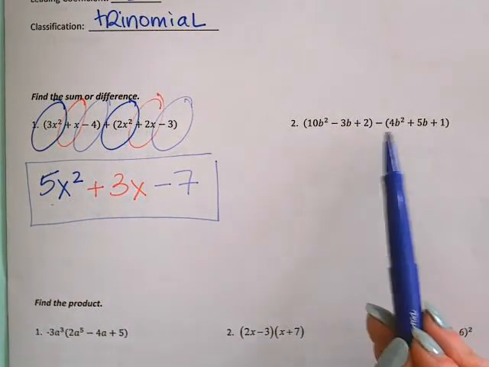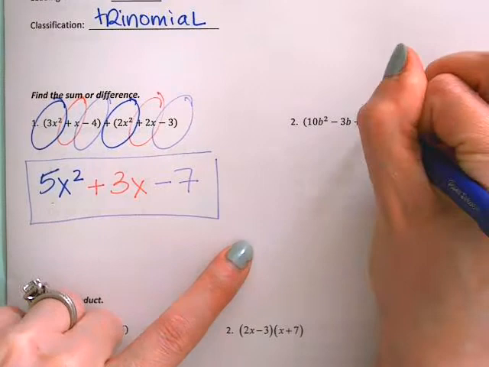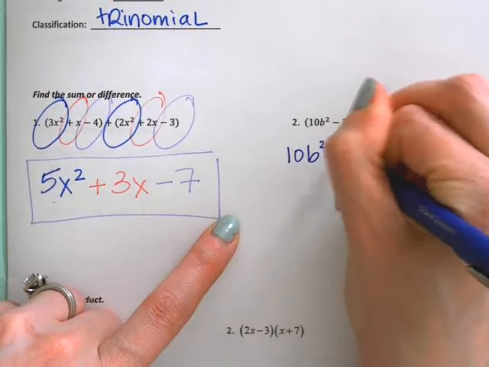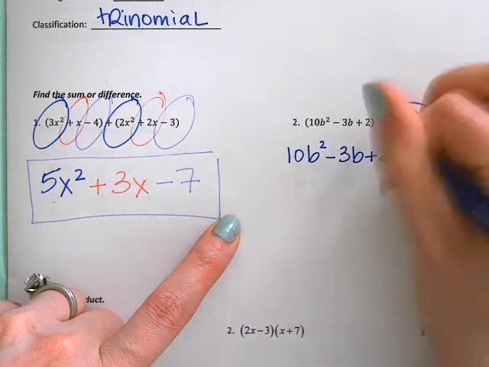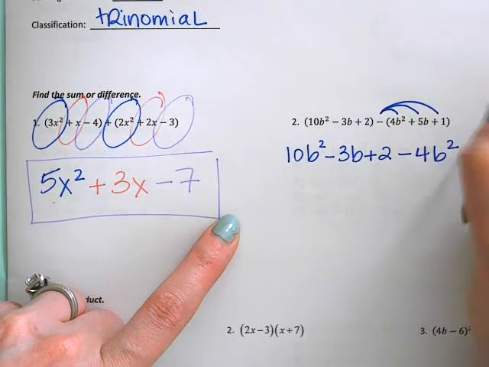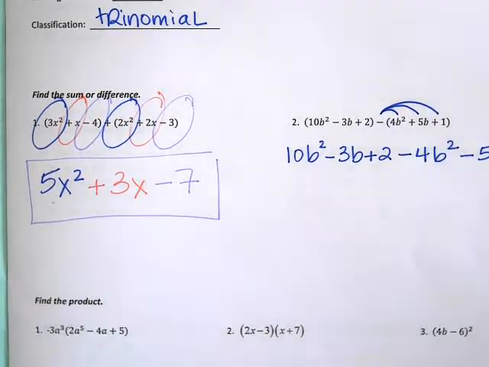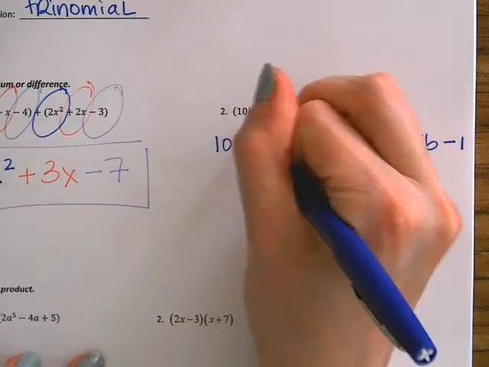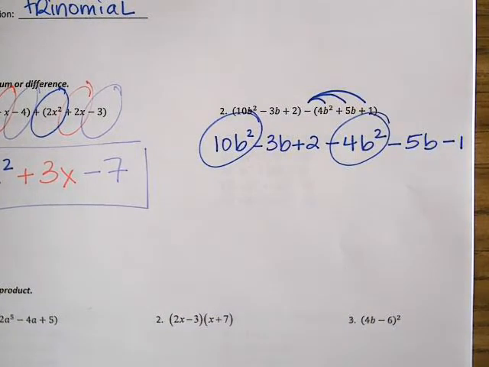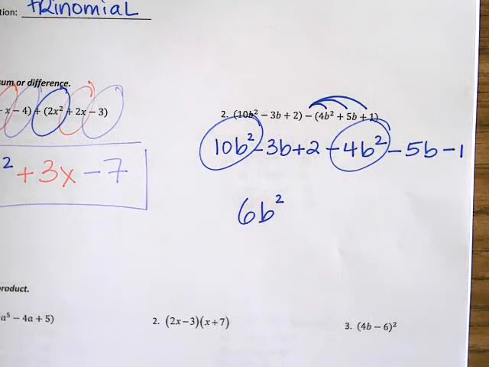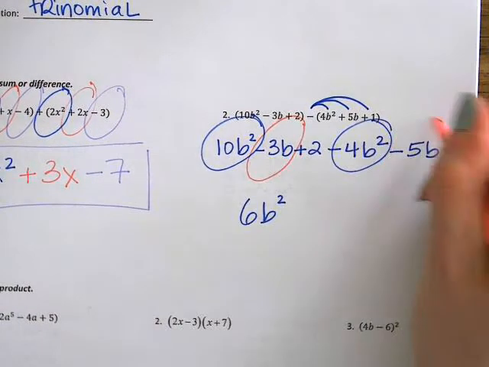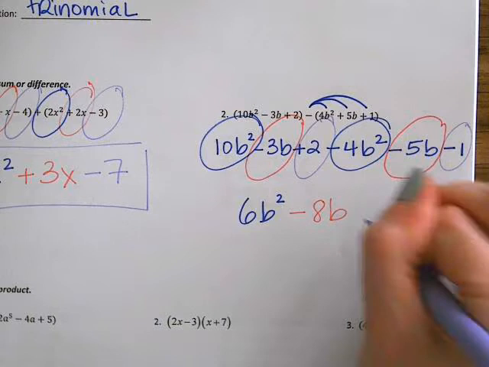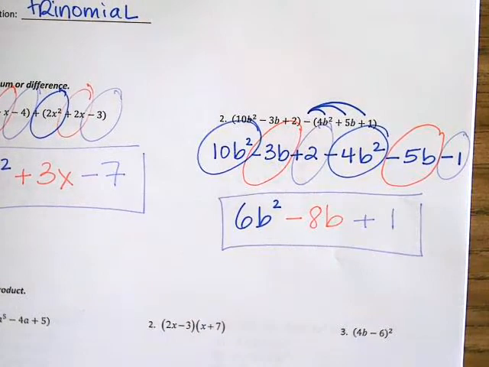Now, subtracting like terms is a little harder because you have to remember to distribute the negative sign first. So now, really, I'm going to rewrite it. It's 10b squared minus 3b plus 2, and then it's minus 4b squared, and it's minus 5b, and it's minus 1. So be careful. You got to remember to distribute that minus sign. And now, 10b squared minus 4b squared is 6b squared. Negative 3b minus 5b is negative 8b. And 2 minus 1 is 1. All right, so same idea, but subtracting.